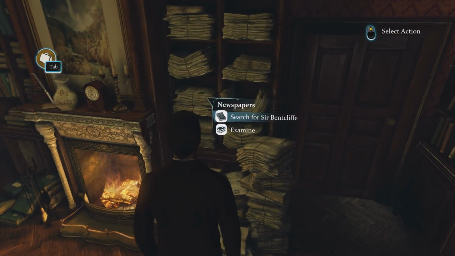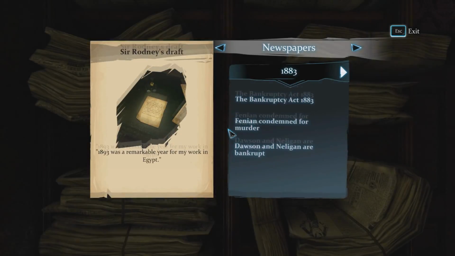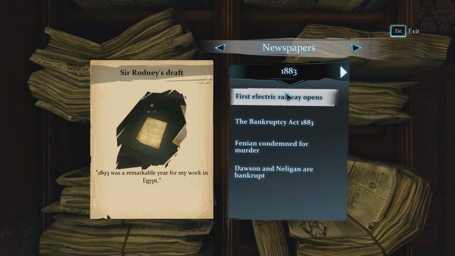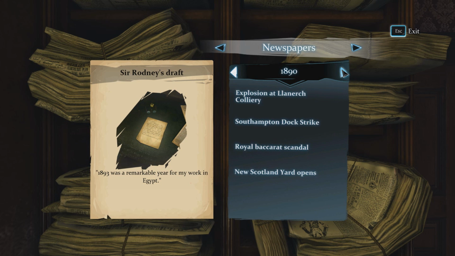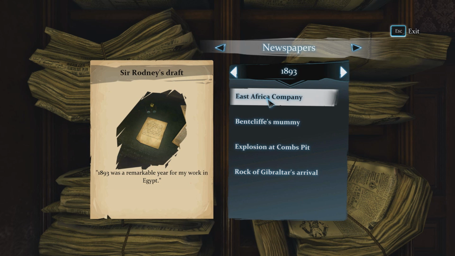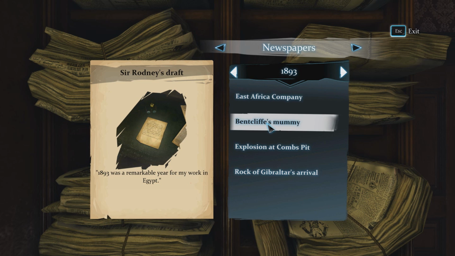Search for Sir Bentcliffe. The bankruptcy. 1893. Africa, Bentcliffe's mummy.